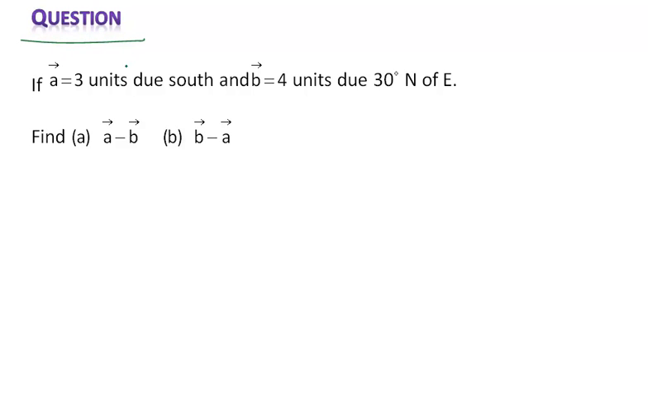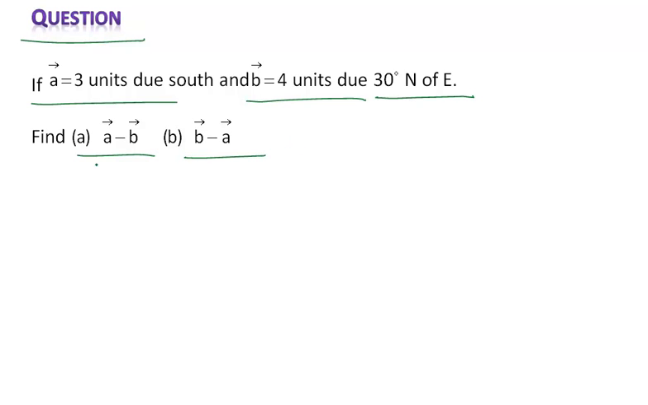Now let us look at the next question. If A is 3 units due south and B is 4 units due 30 degree north of east, then find first A minus B and second B minus A.